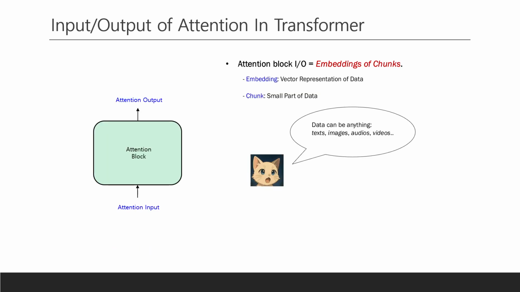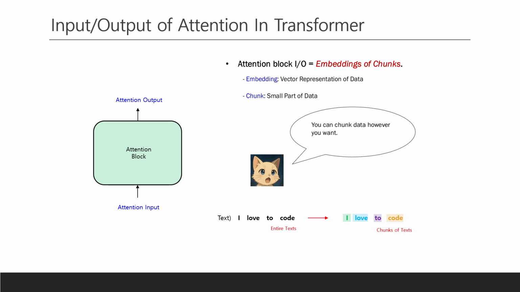So, what actually flows through the attention block? The input and output are both embeddings of chunks. An embedding is just a numerical vector, a way for the model to represent data like text, images, or sound in a mathematical form. A chunk is a small part of something, maybe a word, a patch of an image, or a short slice of audio. So the attention block doesn't process raw text or pixels. It processes these embedding vectors, structured numerical representations.